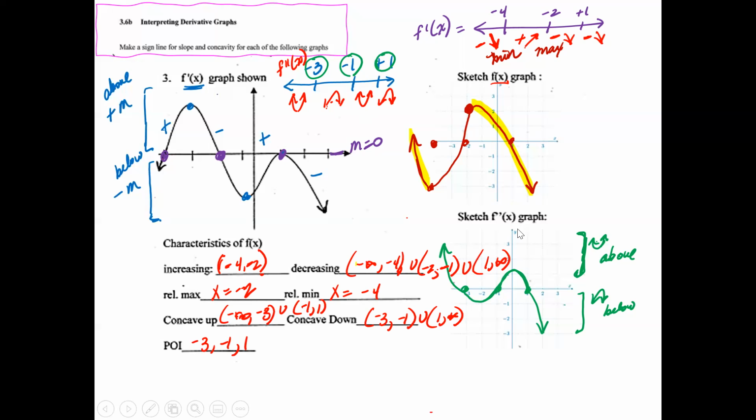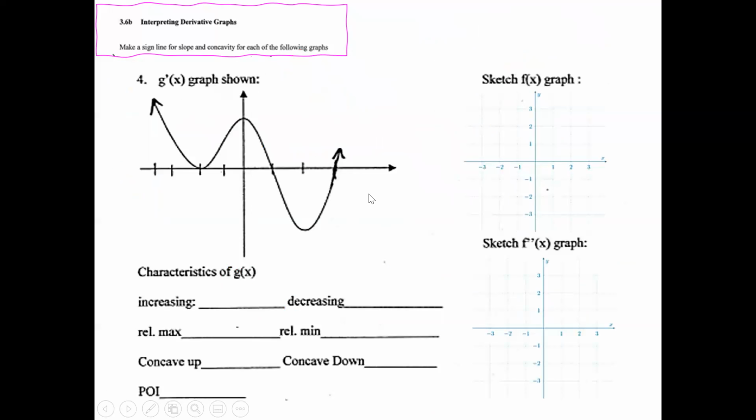So now that we've done this, take a look at this, kind of soak it in a little bit, look at the rules. I know it's a lot to memorize. And then when you are ready, go ahead and give example 4 a try on your own.